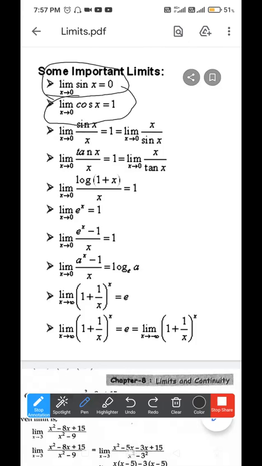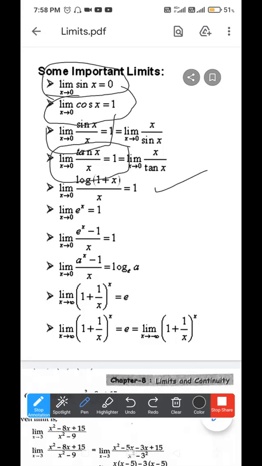All right. If limit x tends to 0, then sine x by x is also equal to 1. If limit x tends to 0, tan x by x is equal to 1. If limit x tends to 0, log of 1 plus x by x is equal to 1.